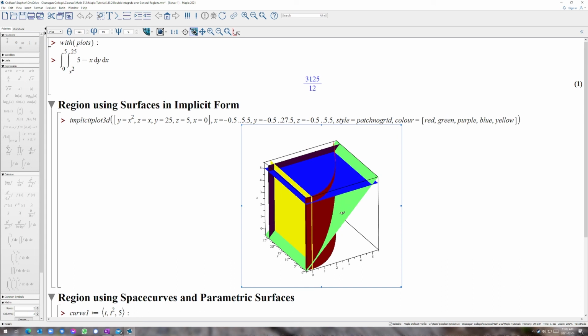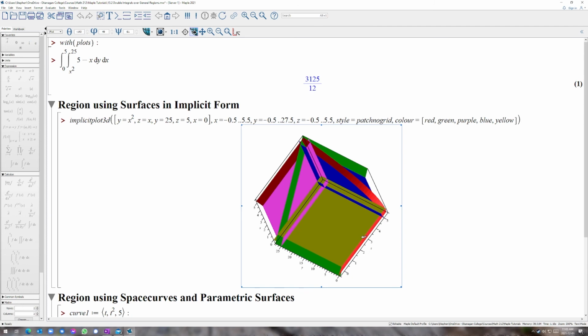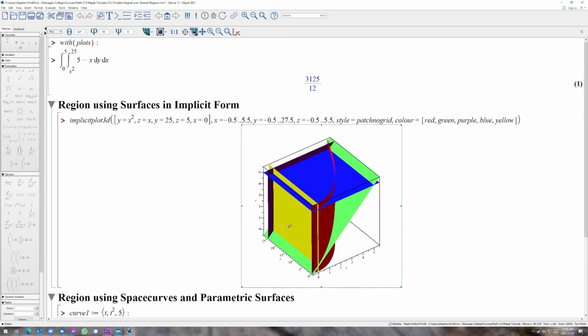Now we've got our slanted surface z equals x, and we've got our blue surface z equals 5. We've got the parabolic surface, that's our y equal x squared, and our yellow surface, which is going to be x equals 0. And finally, the very back here is our y equals 25.